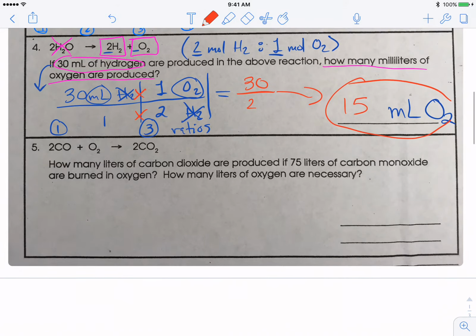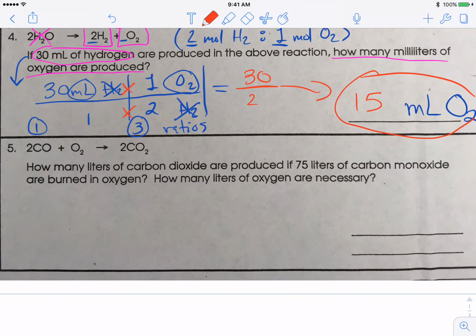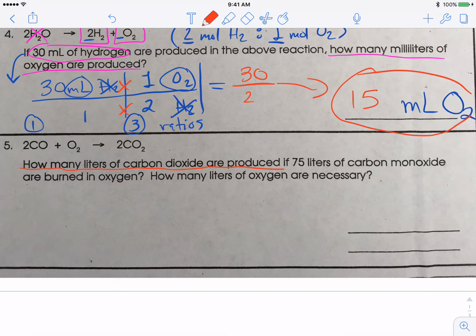All right, number 5, last one. Let's go ahead and break this down. There's actually 2 questions, so let me just underline the 2 questions right now. So the first part of the question says, how many liters of carbon dioxide are produced if 75 liters of carbon monoxide are burned in oxygen? So we're going to answer number 1 right here.